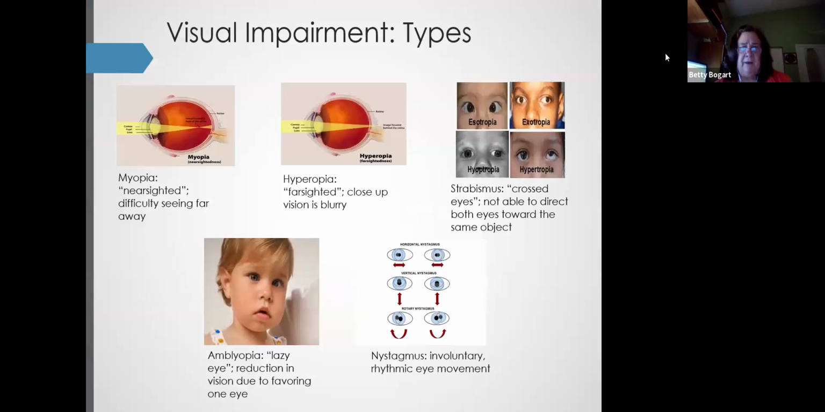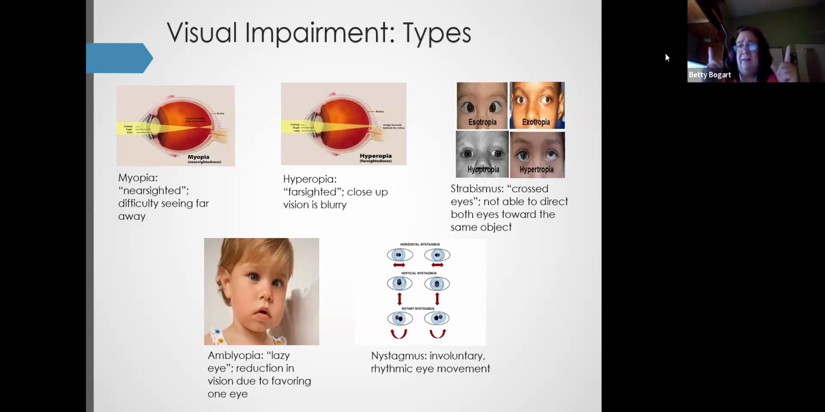Types of impairments. So I can't see near, I can't see far. Nearsighted is when you can't see far away, so it's the opposite of what it says. That's myopia. Hyperopia is farsighted, I can't see near. Why do they invert those names? I have no clue. I've always wondered, but it's the way it is.